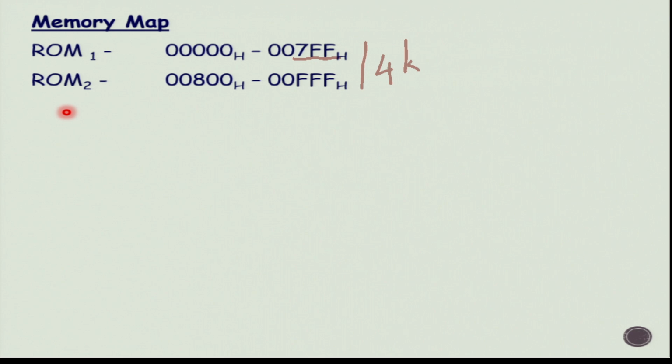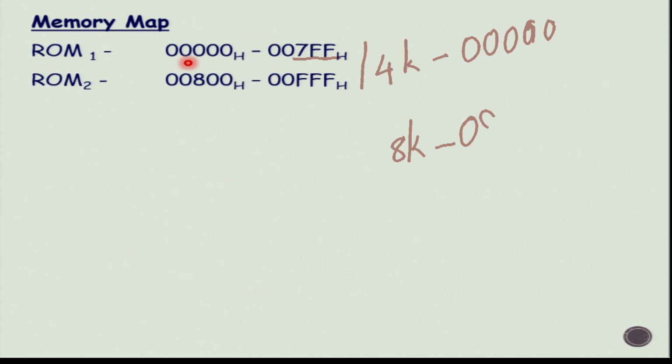ROM 1 and ROM 2. We are using two 2K chips, and this 4K ROM, as the question says, starts from address which is going to be all zeros. Now we have to connect the RAM chip. So totally we are going to have 8K of RAM in the system, and the starting address is 08 followed by 3 zeros. So we are going to have 8K, and again remember we have 2K chips. To get 8K, we require 4 such chips.